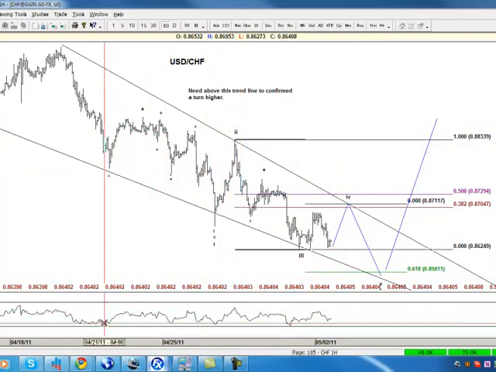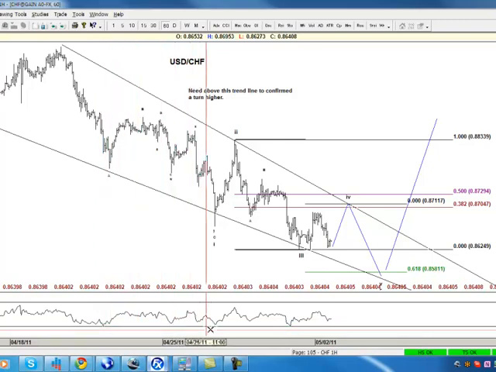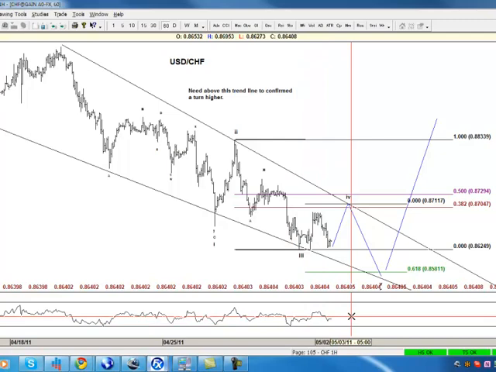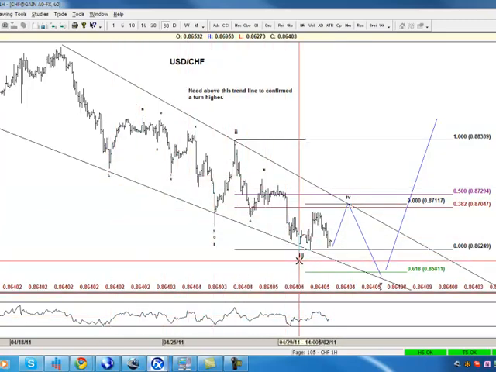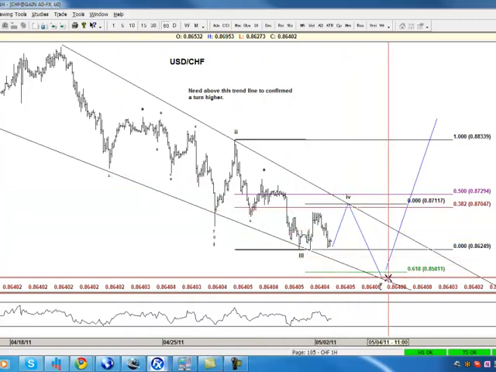But look at the RSI. From here we already have 1, 2, we should get another divergence. Another scenario is that this is 1 and this is 3, and by the end it's going to be the same result. So guys, leave it there.